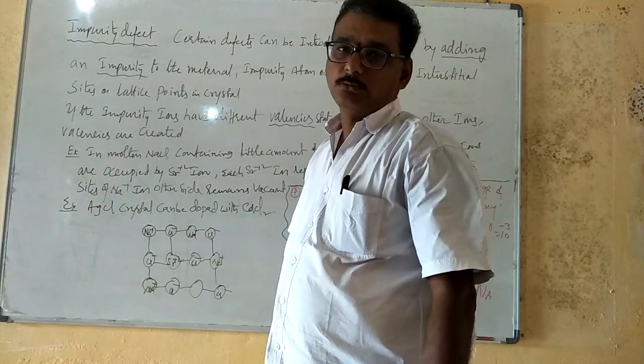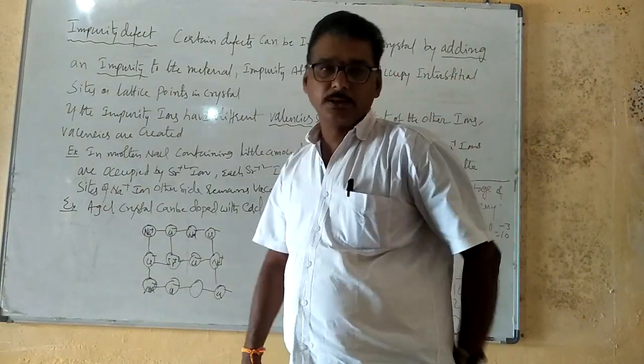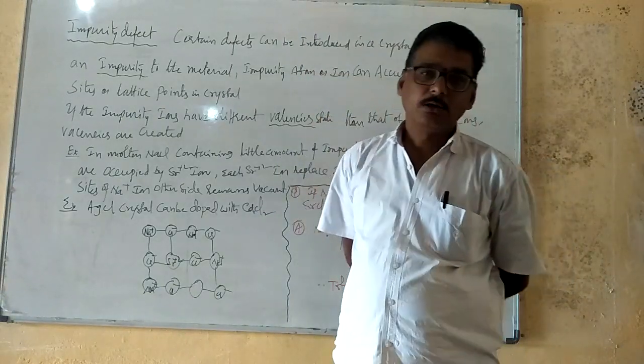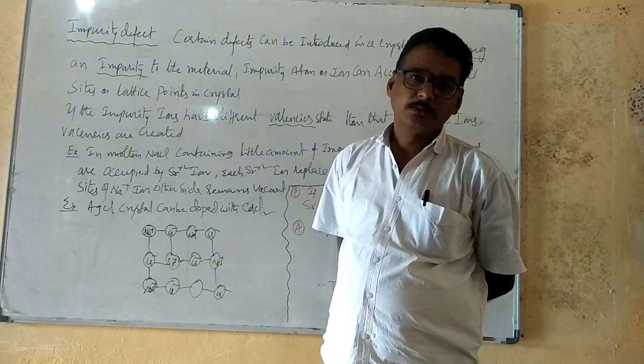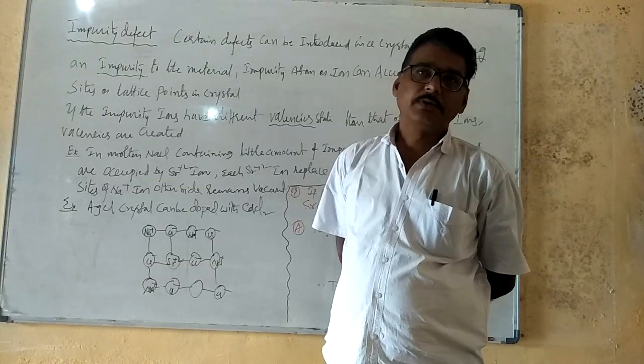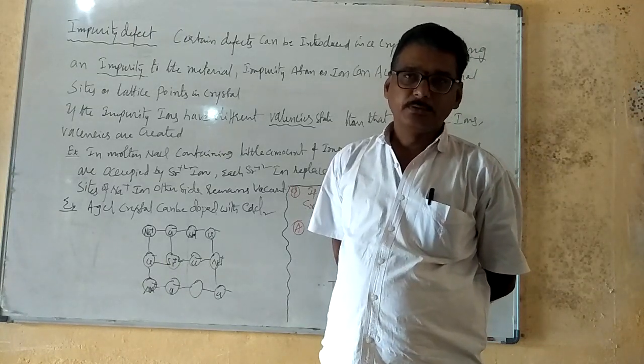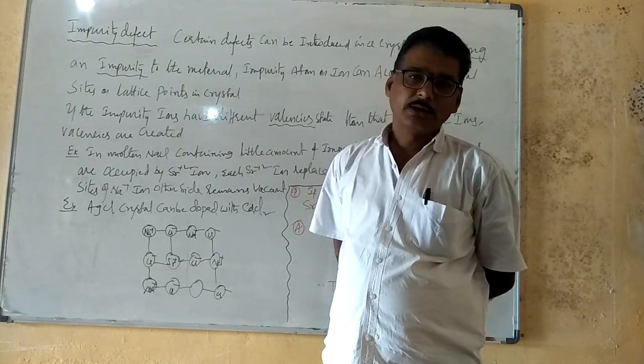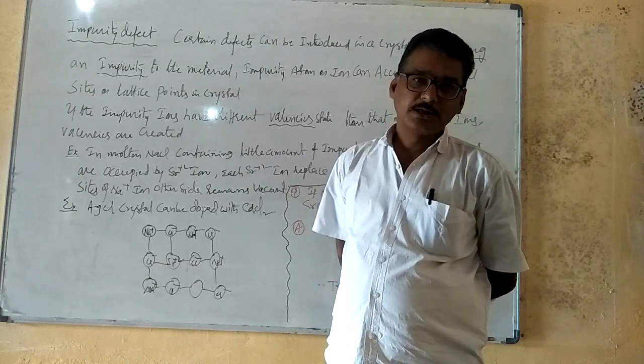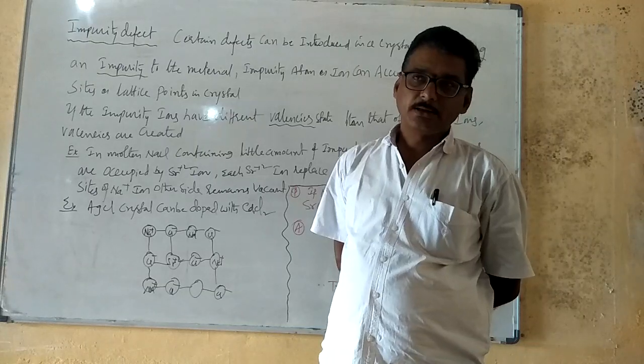Last class we completed the ionic solids and non-ionic solids. Non-ionic solids means vacancy defect and interstitial defect. Ionic defects means Schottky defect and Frenkel defect. After that, the metal deficiency defect and metal excess defect are there.